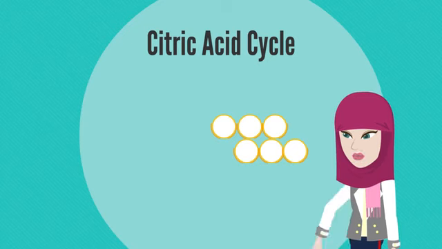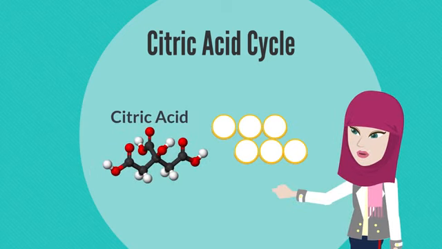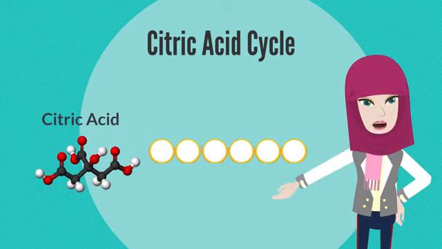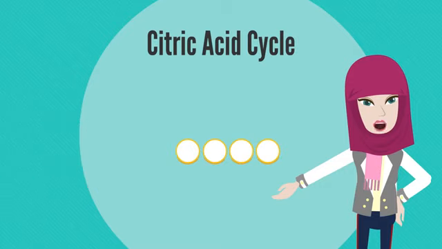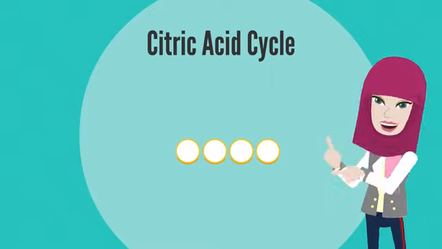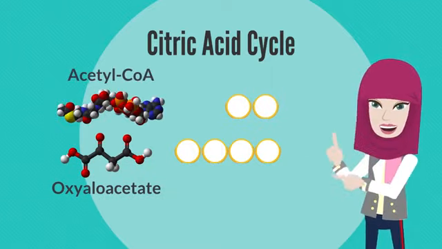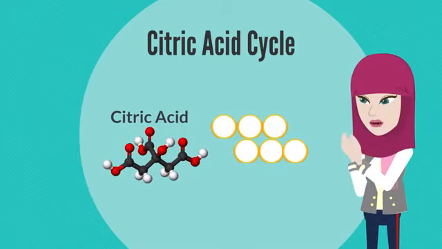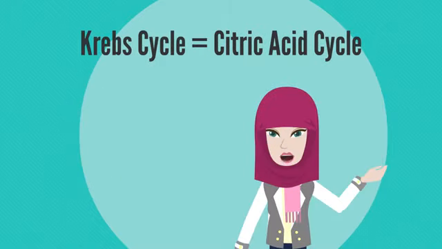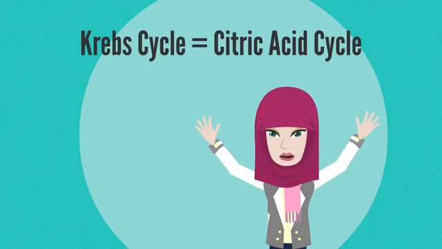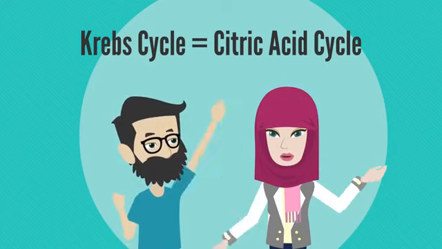Together, they form a 6-carbon molecule called citric acid. From this point on, citric acid is oxidized over a bunch of steps, losing carbons left and right, until it eventually becomes oxaloacetate again. And then the cycle continues as it joins with acetyl-CoA to form citric acid. This is why the Krebs cycle can also be referred to as the citric acid cycle.